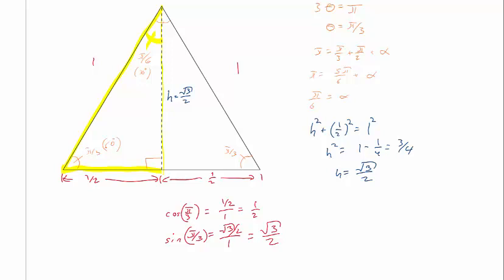And so now we'll do cosine first. Cosine of pi over 6. Adjacent to pi over 6 is root 3 over 2, hypotenuse is 1, so it's simply root 3 over 2. And then sine of pi over 6, that's going to be the opposite, so we got 1/2 over 1, so sine of pi over 6 is simply 1/2. So we're going to use this information to fill in the rest of the quadrant.